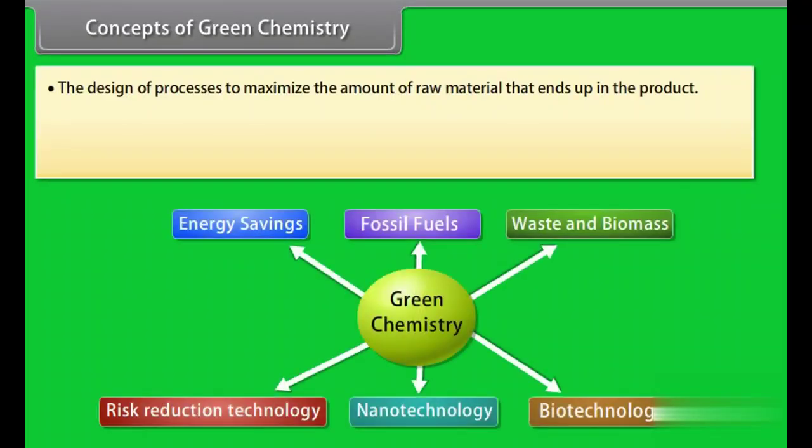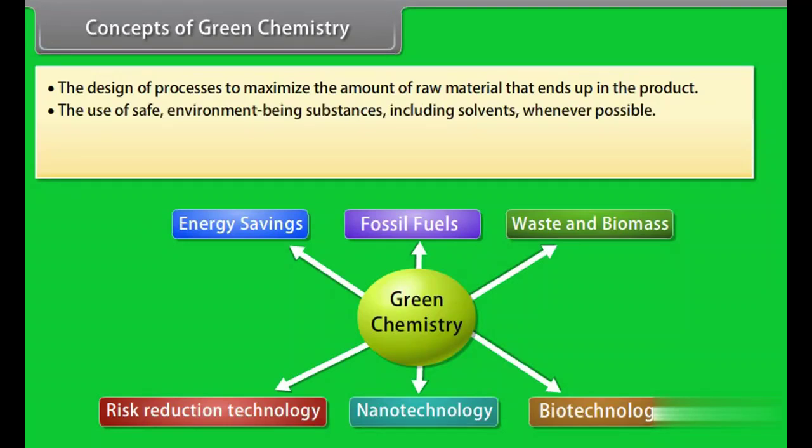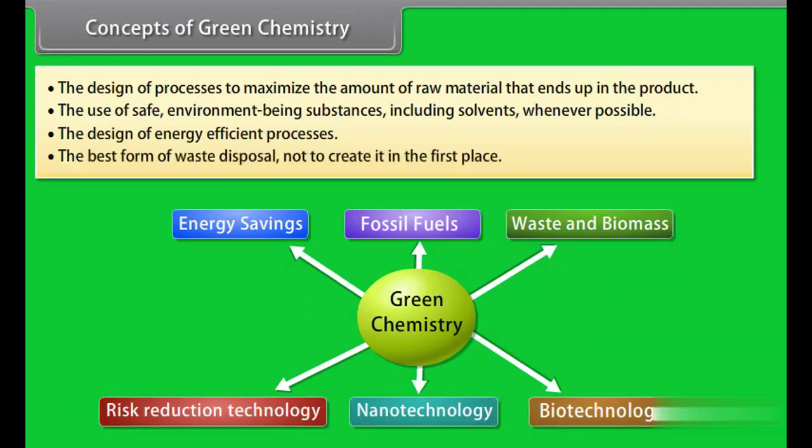Concepts of green chemistry. The design of processes to maximize the amount of raw material that ends up in the product. The use of safe, environment-benign substances, including solvents, whenever possible. The design of energy-efficient processes. The best form of waste disposal is not to create it in the first place.